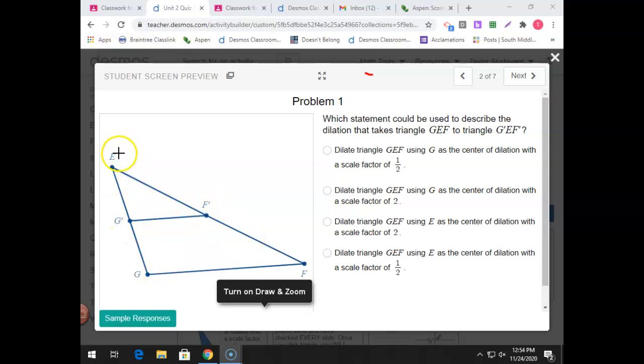Now you can notice E doesn't have this little dash like these two. That means this point is also being used for G and F, because G and F are used twice. One has a slash, this one does not, this one does not, this one does. So this means E is being used for both triangles. When you don't have a repeat, you see how there's two G's, two F's? E is the center of dilation. So right off the bat, it's not G, so we can get rid of those.